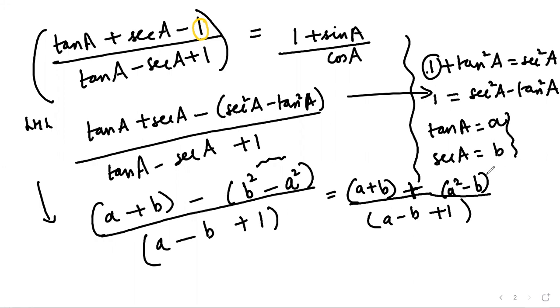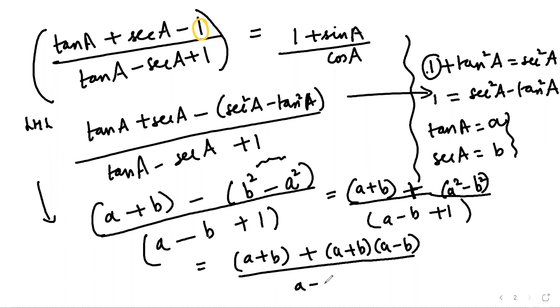Okay. So now, numerator is a square minus b square, isn't it? So what will it be? a plus b, what is a square minus b square? a plus b into a minus b divided by a minus b plus 1, isn't it? I'll just take this to the next page because I don't have space here.